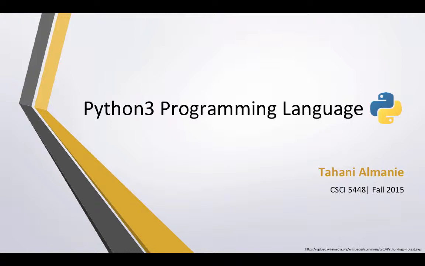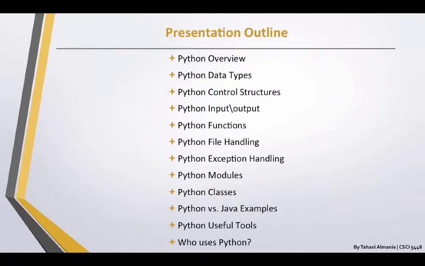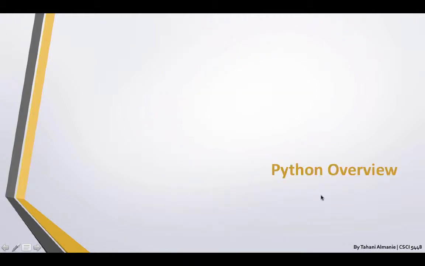I'm going to talk about Python 3 programming language. In this presentation, I'll be covering the following topics: Python overview, data types, control structures, input-output, functions, file handling, exception handling, modules, classes, Python versus Java examples, useful tools, and finally, who uses Python. Now let's get started with Python overview.